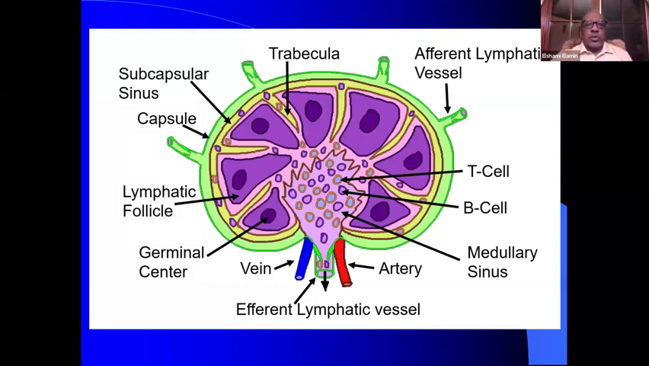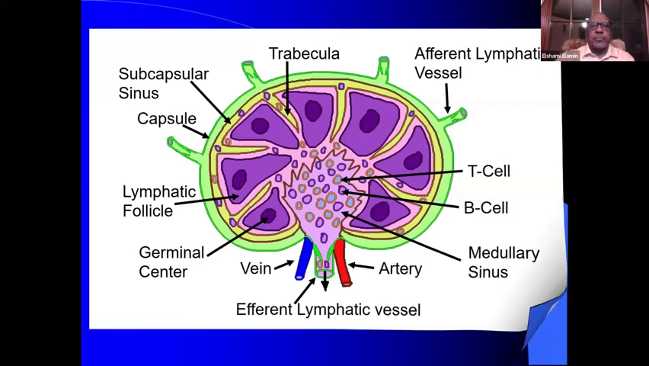Okay, this is just a cartoon of the lymph node, showing that, like any organ, it has an artery and vein, and this is a cross section of a lymph node showing the different parts. Our interest is mainly the germinal center and the follicle, but all other parts can be the origin of some kind of lymphoid malignancy.